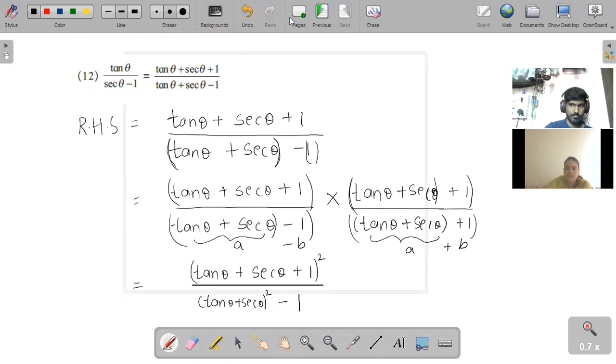I just had a question. In the second thing, when you separated tan theta plus sec theta in one bracket and minus one in one bracket, then in the numerator, why didn't you do that? Because we are rationalizing the denominator. We are not doing anything for the numerator. Okay.